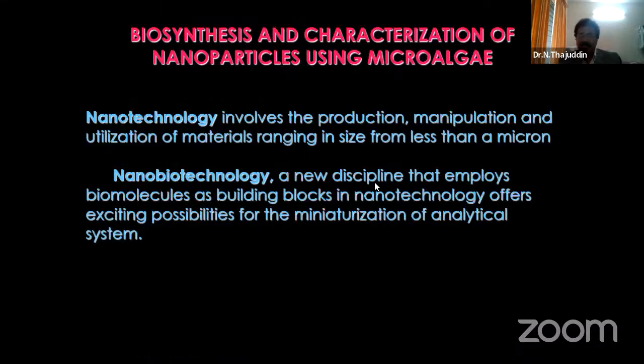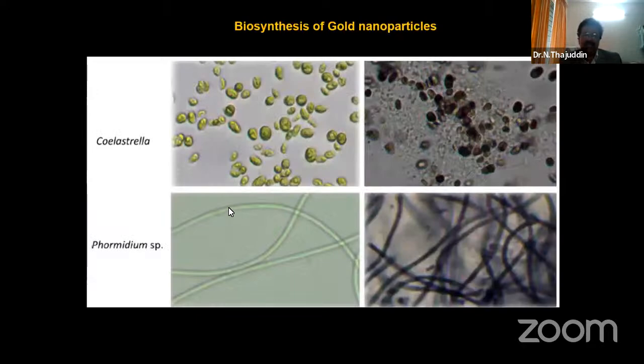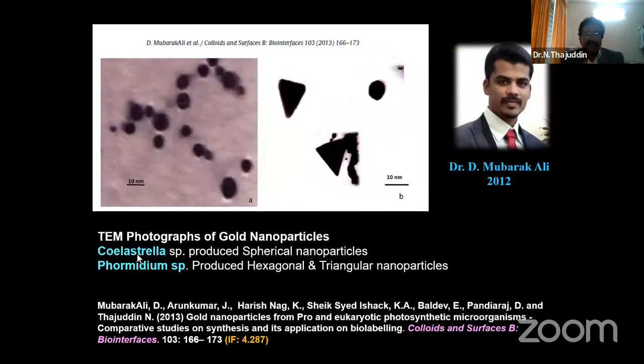And coming to the nanoparticles, I already explained the size and type of nanoparticle you want. You can get it using microalgae and cyanobacteria. Initially, we wanted to develop gold nanoparticles. We used Chlorella species, a green alga, and Phormidium species, a cyanobacterium. We used gold chloride in the medium.